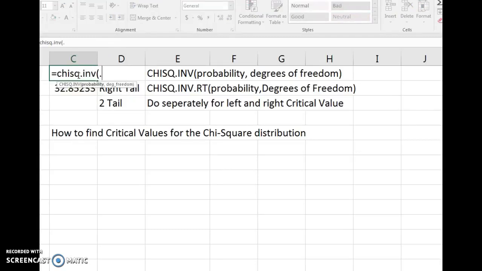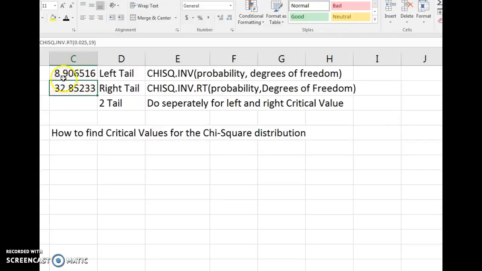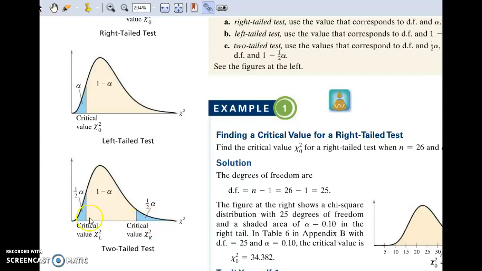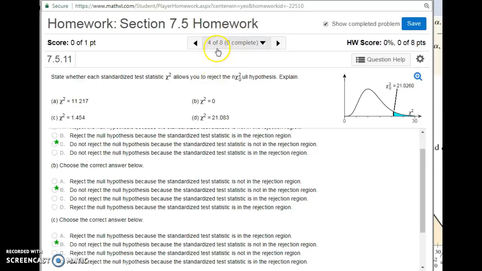chi-square dot inverse, I want again 0.025. And my left-hand tail, same degrees of freedom. And so you see we get very different critical values, but they are the cutoff marks. If we get any test statistic less than this value further left, that's in the rejection region. Anything bigger than 32 further to the right is in the rejection region. Here's a good picture of that. And 1, 2, and 3 are all using those formulas to find critical values.